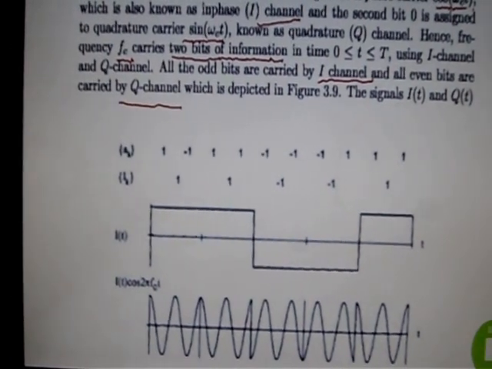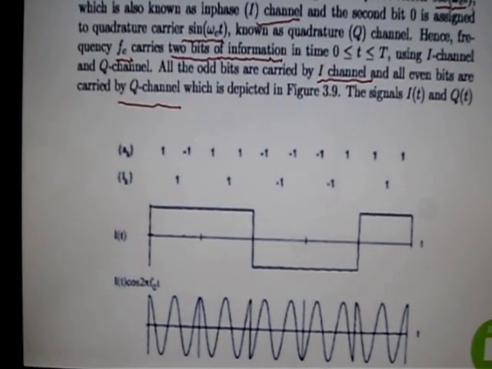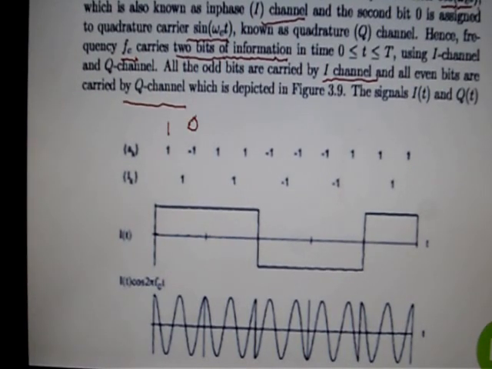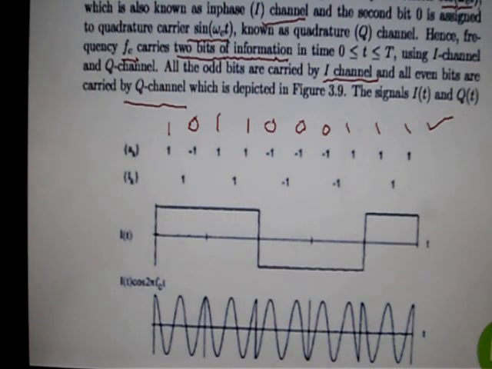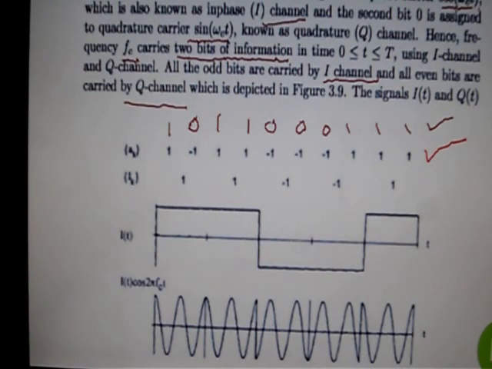Now, if you observe your data, our data was 1, 0, 1, 1, then we had 0, 0, 0, and then 1, 1, and 1. Suppose this is our bit sequence. Now the polar NRZ source would give you an output for this sequence, which is shown in the next line. This is the output of polar NRZ source, right?